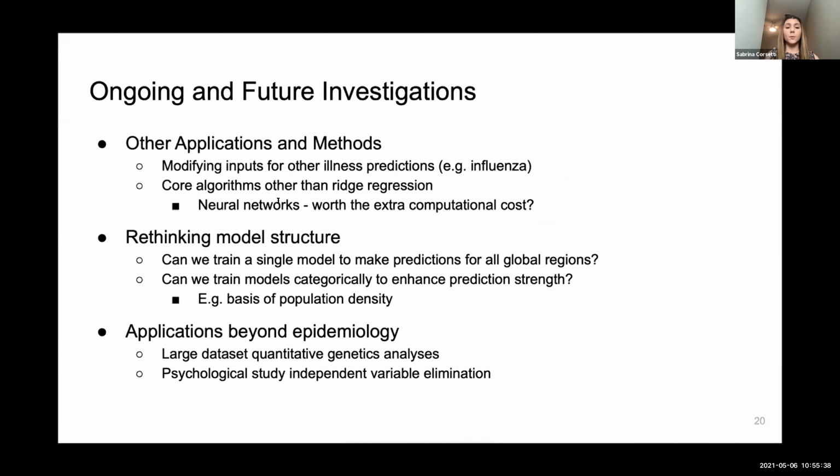In addition, we're thinking more about our model structure, wondering, can we train individual models to make predictions for all global regions? Or can we train models categorically based on factors like population density to enhance prediction strength for specific regions? In addition, we're looking into the future for applications beyond epidemiology, such as large data set quantitative genetics analyses, or even psychological studies looking to eliminate independent variables.